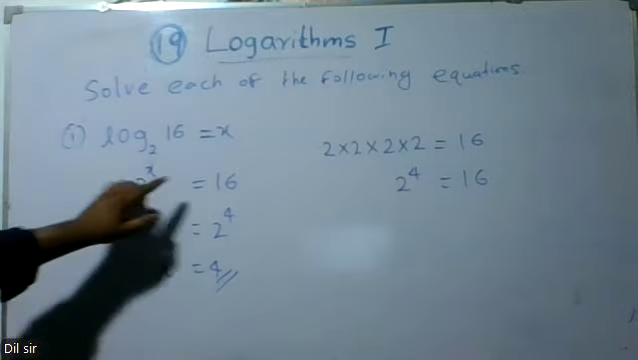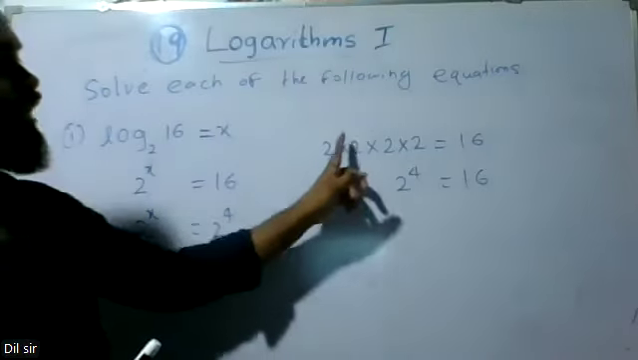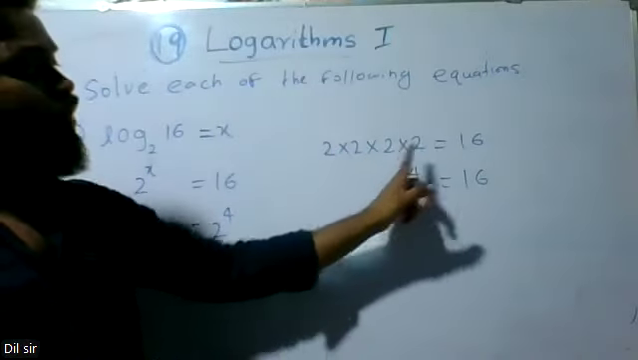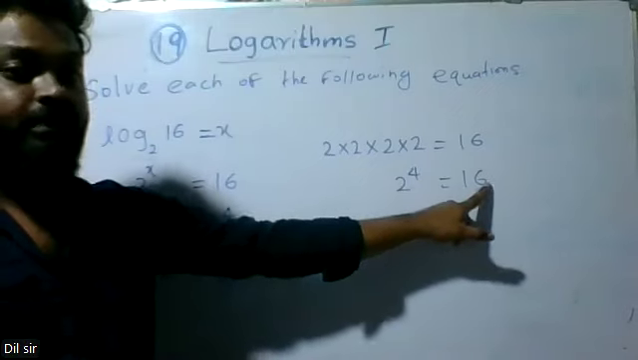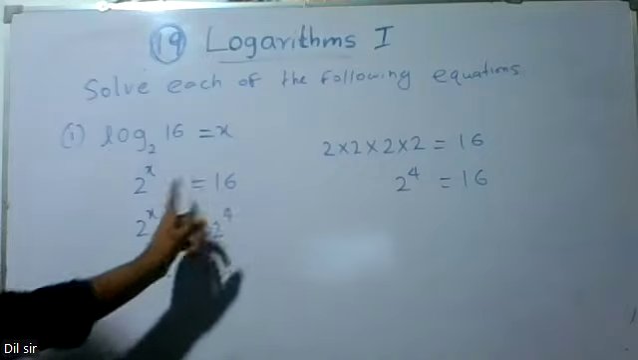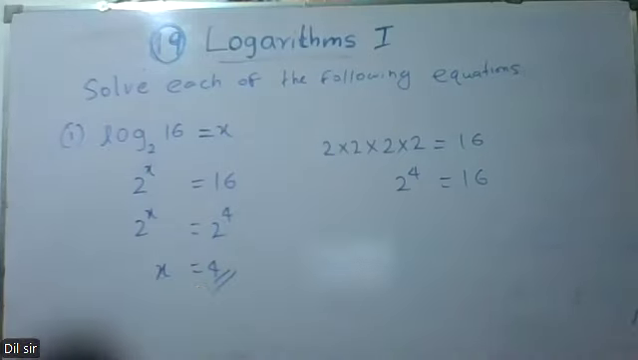Base is 2. You have to write 16 in index notation with base 2. That should be 2 times 2 times 2 times 2. It is 2 to the power 4 equals 16. Instead of 16 we can write 2 to the power 4. 2 and 2, same bases, then x equals 4. Right.